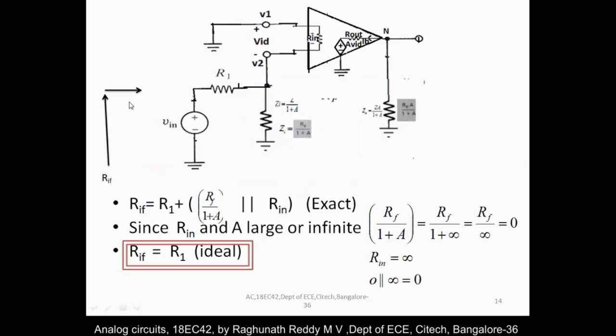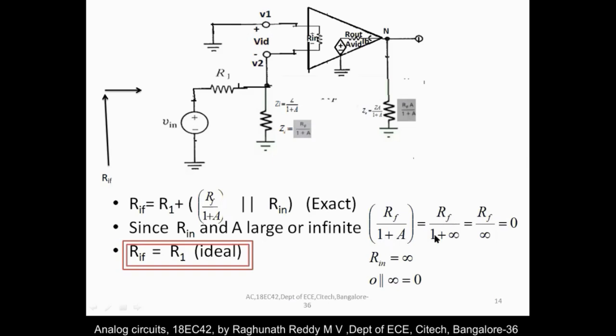Now if you look at the input resistance with feedback, this resistance and Rin become parallel, so RIF, the input resistance with feedback, equal to R1 plus RF divided by 1 plus A parallel to Rin. This is the exact input resistance with feedback for the inverting amplifier. If A is very large, ideally you can calculate the input impedance as RF divided by 1 plus A.